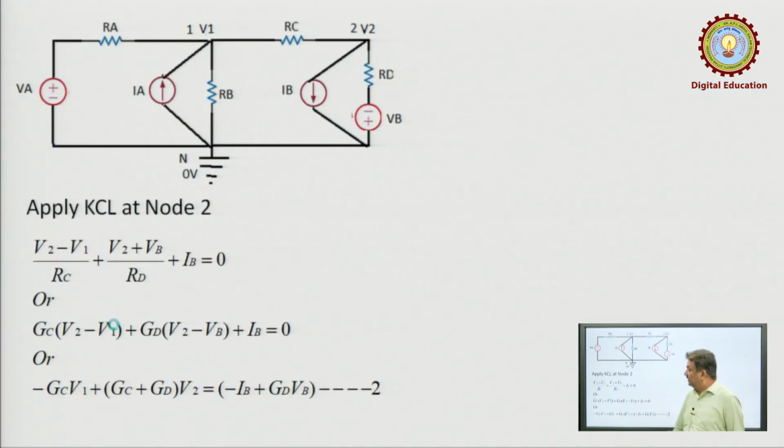Next, write KCL at node 2. This is node 2. How many branches are there? 1, 2, 3.